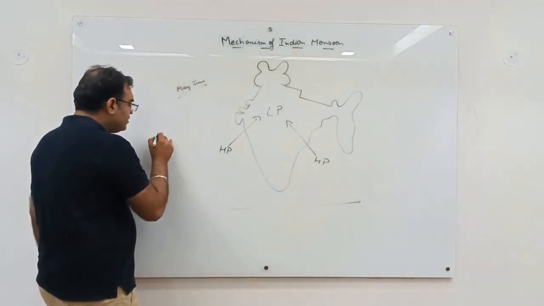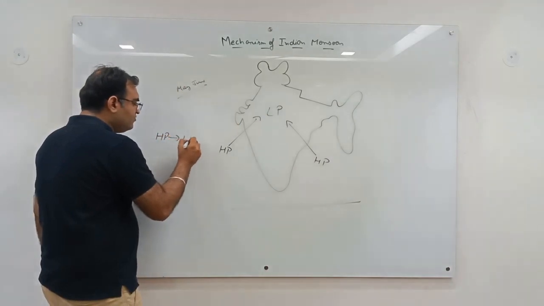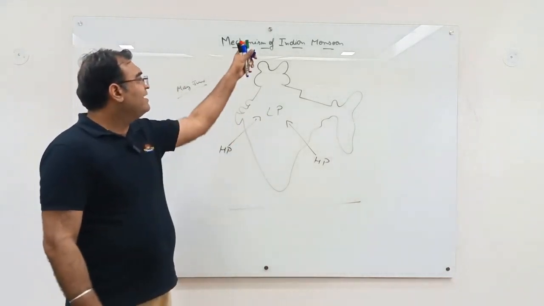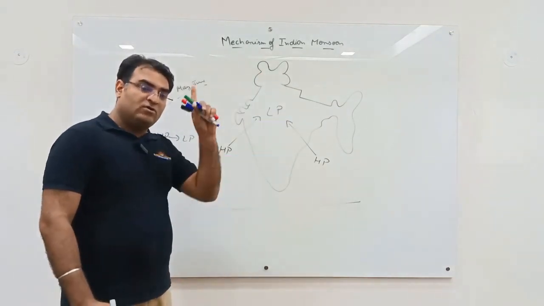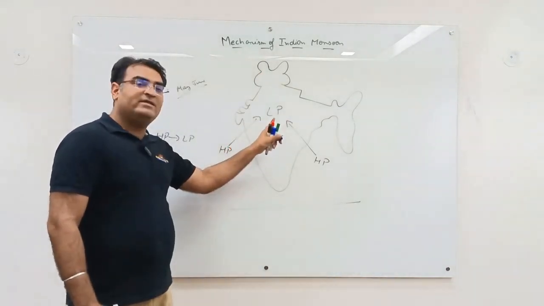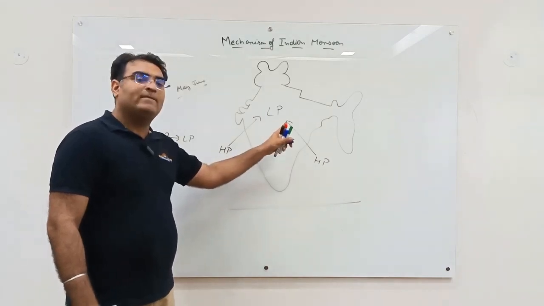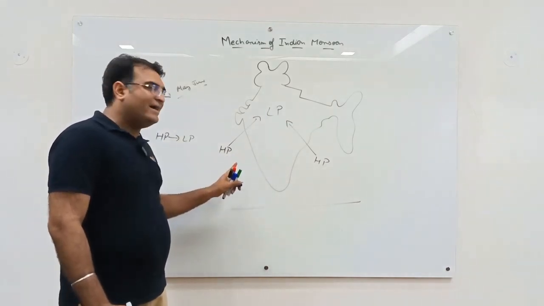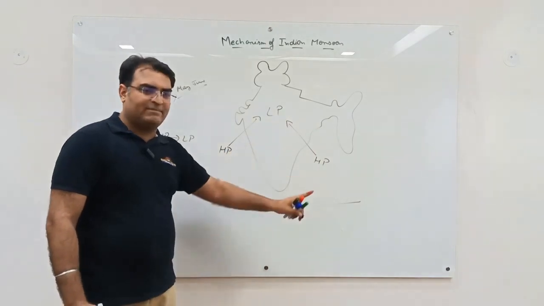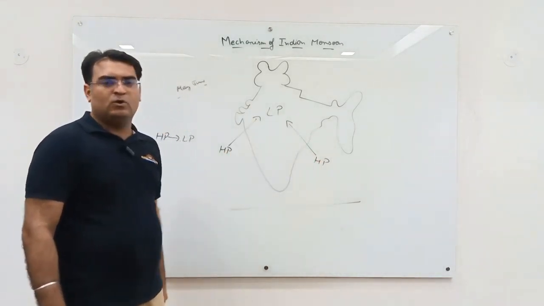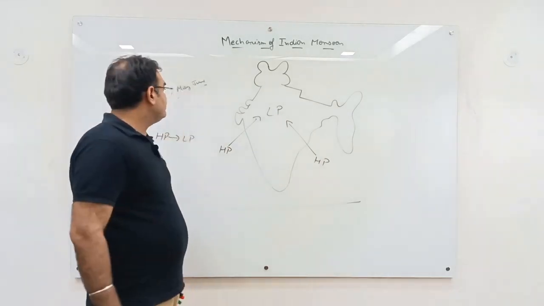Why do we have these things? Because the high pressure winds move towards the low pressure area. This is the one point. It means you can say that under the mechanism of Indian monsoon, the first fact is that there will be the land and water effect. Land will be hotter and water will be cooler. That results in the formation of low pressure and high pressure, and winds are attracted from high pressure towards the low pressure region. So that is one factor.